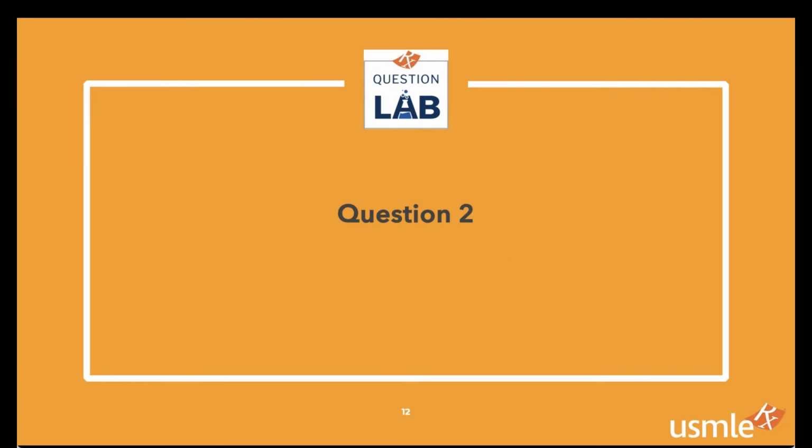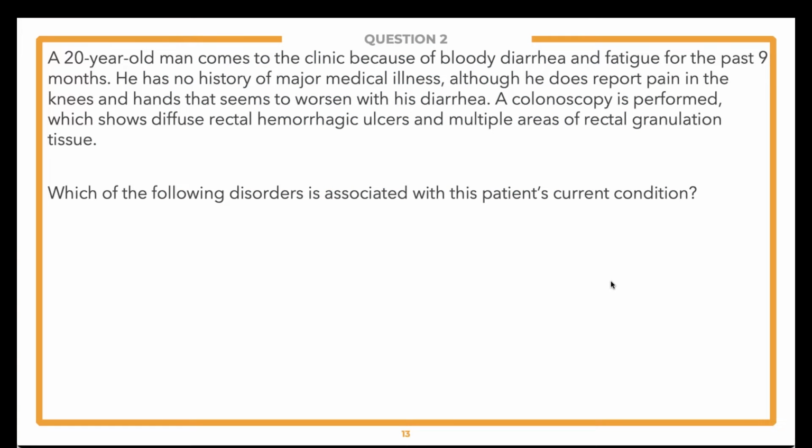With that, let's head to question number 2. Again, we're off to a good start, and what we're going to do is follow the same approach that we shared for question 1 by covering up those answer choices and reading the lead-in. Which of the following disorders is associated with this patient's current condition? So again, we're going to be trying to figure out what's going on with this patient, and then the disorders that might be correlated with it. Kind of straightforward. So let's go ahead and read the vignette.